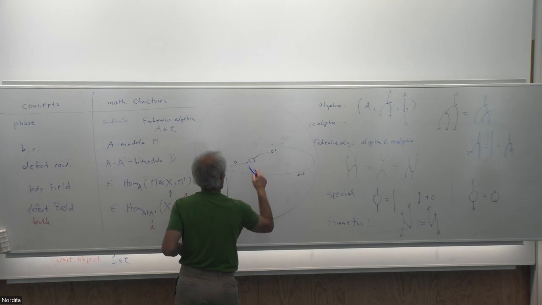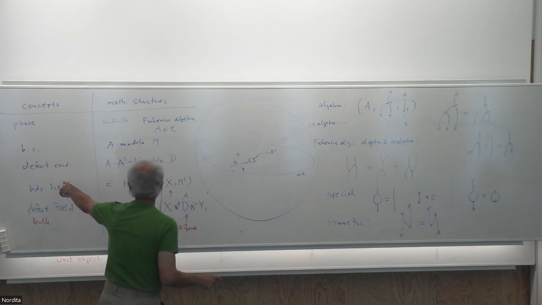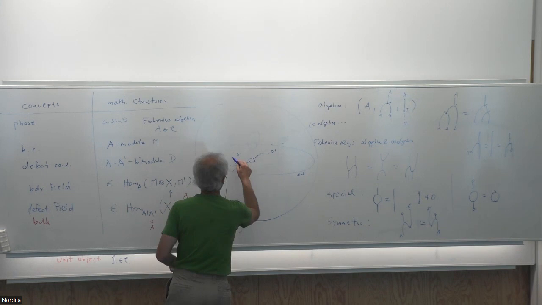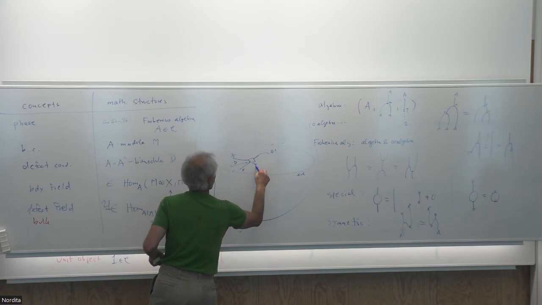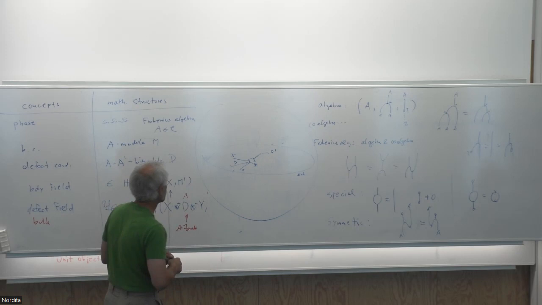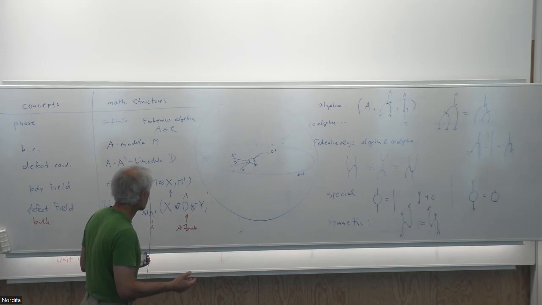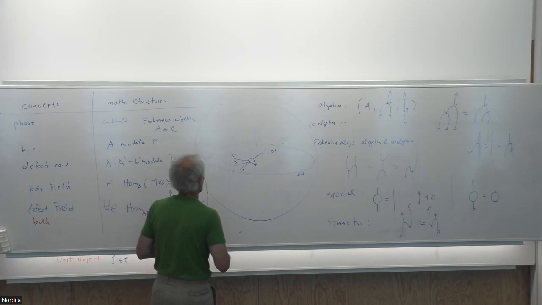And then I have a defect field. It has two chiral labels, X and Y. And I have to look at morphisms from X tensor D tensor Y. So I have a line labeled by X and a line labeled by Y. And then let's call this psi. I have such an element in this space. And now I get the correlator as a specific element in the space of chiral blocks by specifying a ribbon graph in this three manifold.